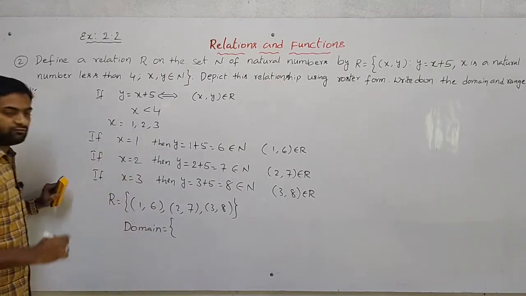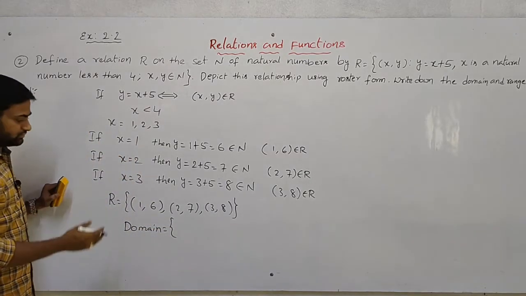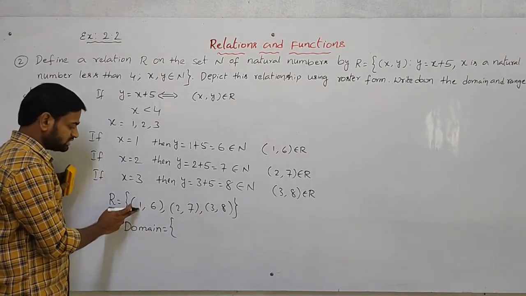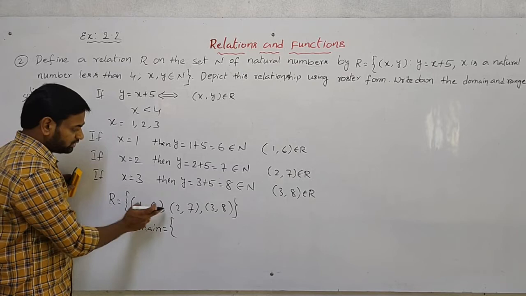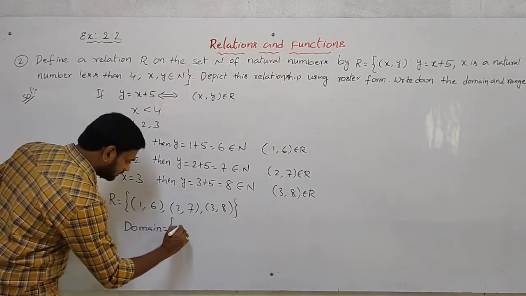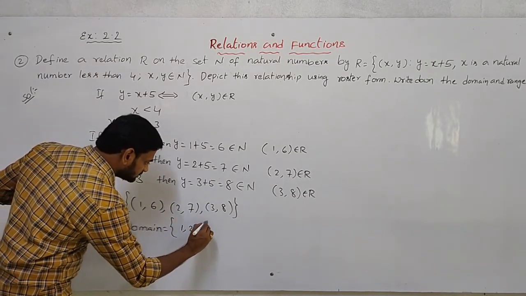The domain is the set of all first elements in the relation. What are the first elements? First elements are 1, 2, 3. 1 comma 2 comma 3.